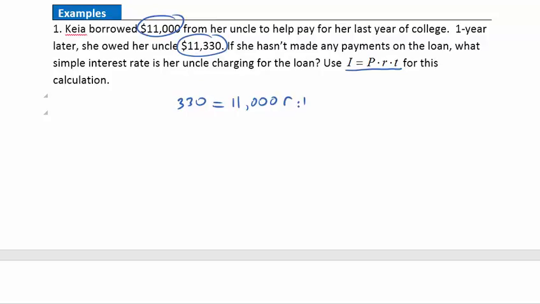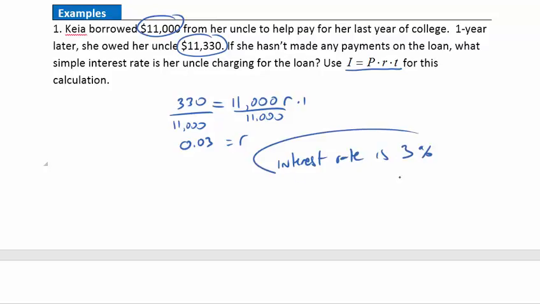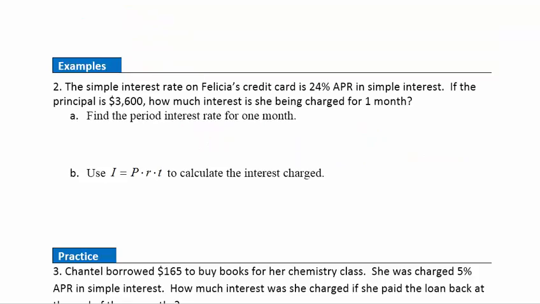So what we're going to do is basically divide both sides by 11,000. And let's see, 330 divided by 11,000 is 0.03. So we would say the interest rate is 3%. Let's take a look at another example now.